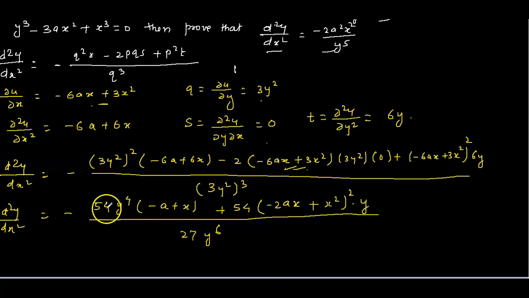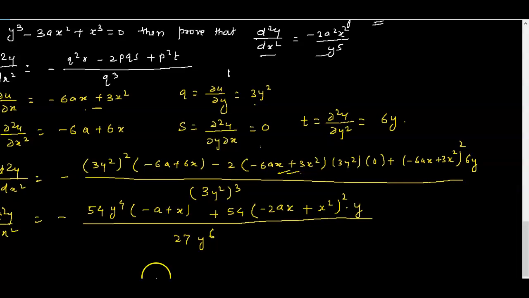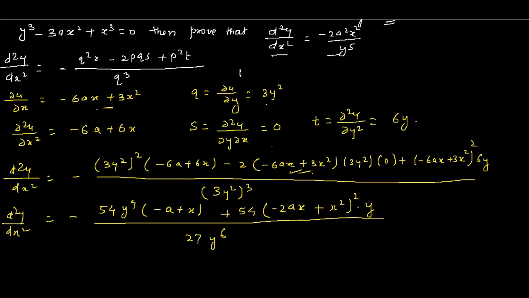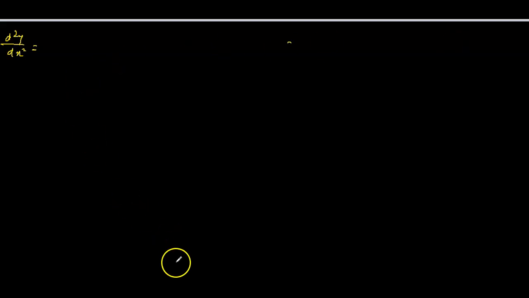So this 27 is cancelled with 54. This 2 will be remaining here, and y power 3 will be remaining. So minus of this 2 will be remaining, and y power 3 will be remaining, minus a plus x.